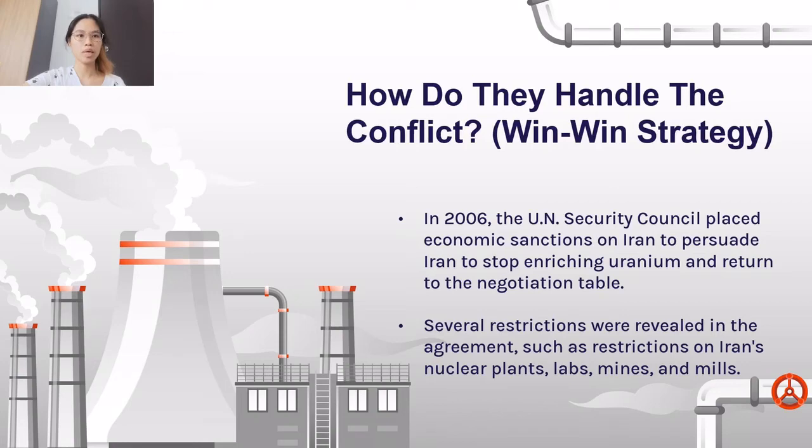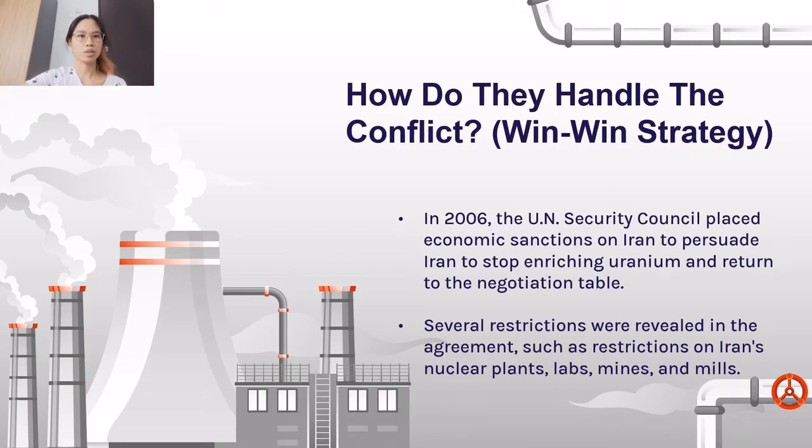The U.S. adopted power politics strategy elements in this negotiation, such as containment, rollback, non-entanglement, and engagement. They deemed that the most appropriate approach against Iran would be containment coupled with negotiating a new arrangement, credible military threats, and effective sanctions. In 2006, the UN Security Council placed economic sanctions on Iran to persuade Iran to stop enriching uranium and return to the negotiation table.